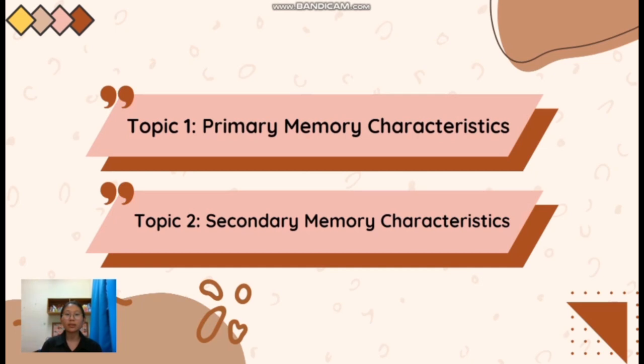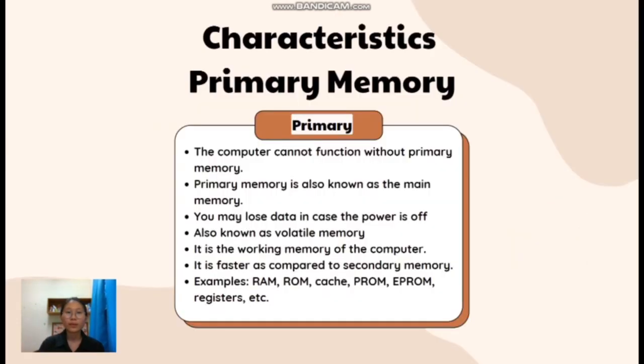Today I would like to discuss the primary memory characteristics and secondary memory characteristics. Primary memory is important as a computer cannot function without it. If a computer doesn't have primary memory, there will be no place to store the instructions and data required for the CPU to operate. Primary memory is also known as main memory. Why is it known as main memory? Because it's accessed directly by the CPU. It's the part of the computer that stores current data, programs, and instructions.